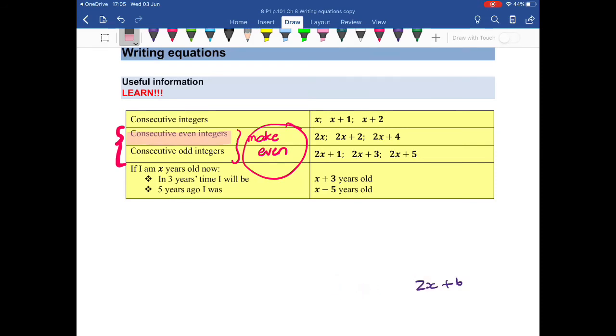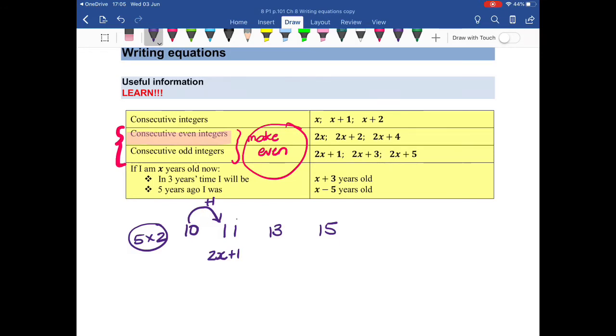So let's say we've got the numbers 11, 13, and 15. So I'm going to make it even. If we start with 10, I multiplied 5 times 2, so I've made it even. And then to get to the next one, I'm going to add 1. Okay. So this is going to be 2x. I make it even, and then I add 1.